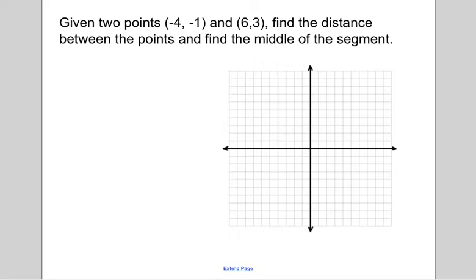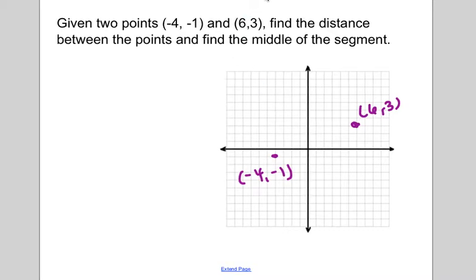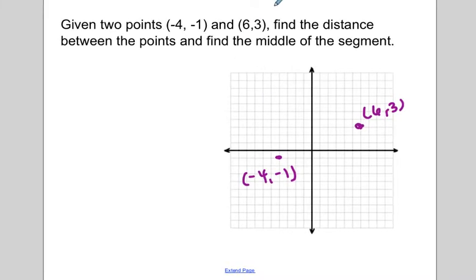It says, given 2 points, (-4, -1) and (6, 3), find the distance between the points and find the middle of the segment. So let's just sketch this out and think about how we could find the distance. So we have (-4, -1), and then I would have (6, 3), and we want to find the distance between those two.